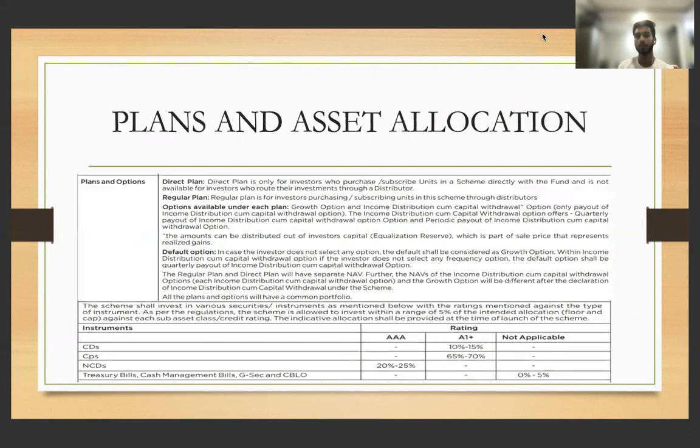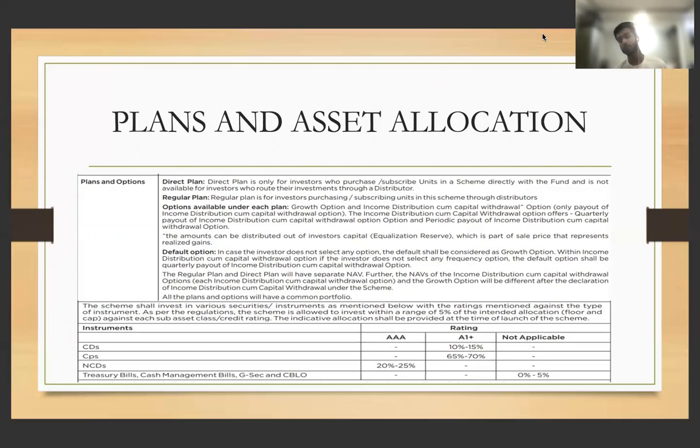So coming to the plans, there are 3 or 4 types of plans: direct plan, regular plan. These are all general plans. In a direct plan, you can invest directly with the fund house. A regular plan is through an agent. Options available under the plan are income distribution cum capital withdrawal plan. In this, from time to time, you will get an amount in your account like a regular income, and the default option will be direct plan.